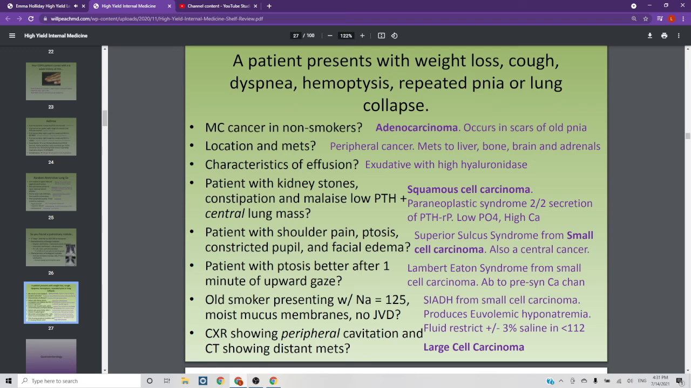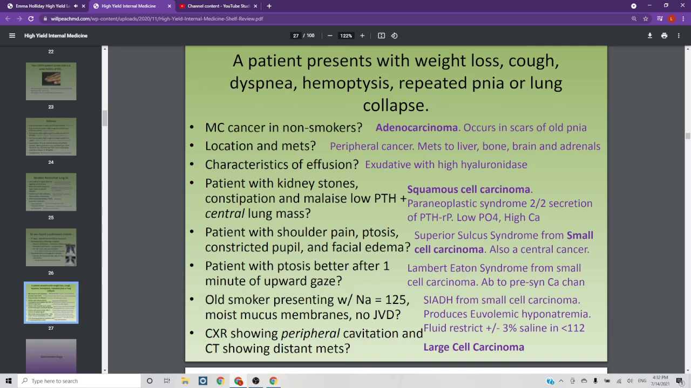So the most common cancer in non-smoking patients, adeno, and it can occur in the scars of old pneumonia. That was something I learned. Where do these cancers usually arise? Are they central or peripheral? They're peripheral, and where do they metastasize?